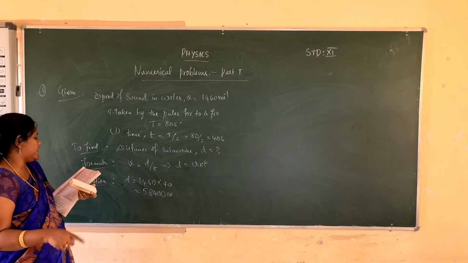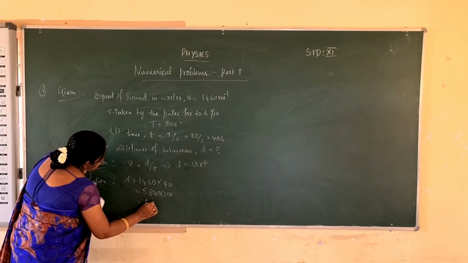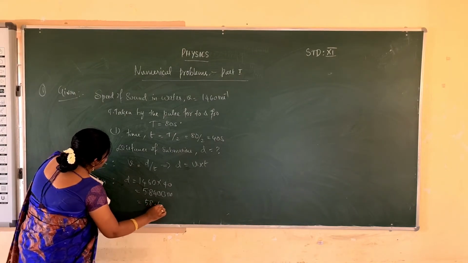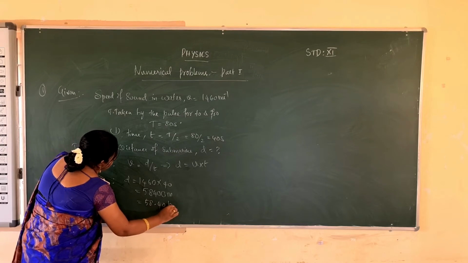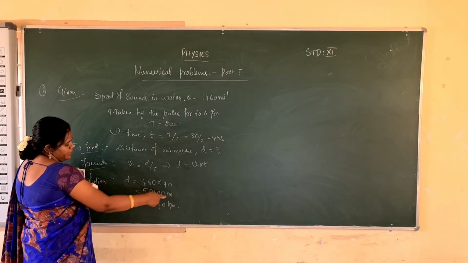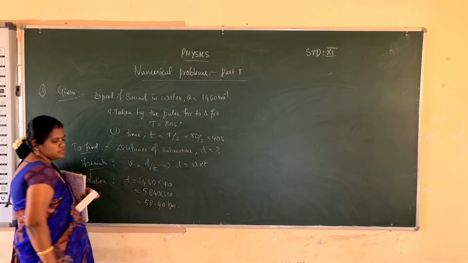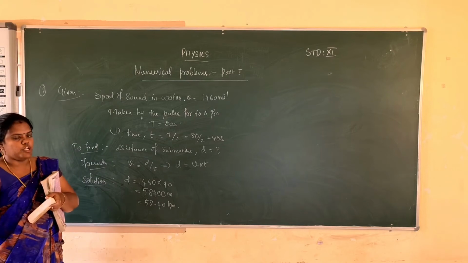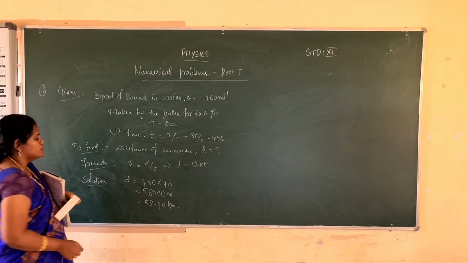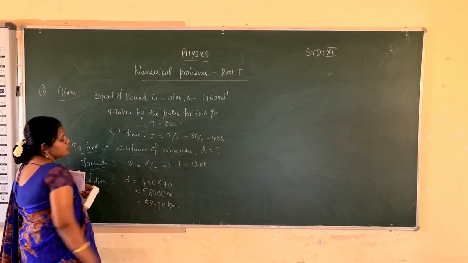In your book, the value will be given in kilometer. So the meter to kilometer conversion: we have to divide by 1000. If you divide by 1000, we get 58.40 kilometer. Okay, meter will be converted to kilometer by dividing by 1000.